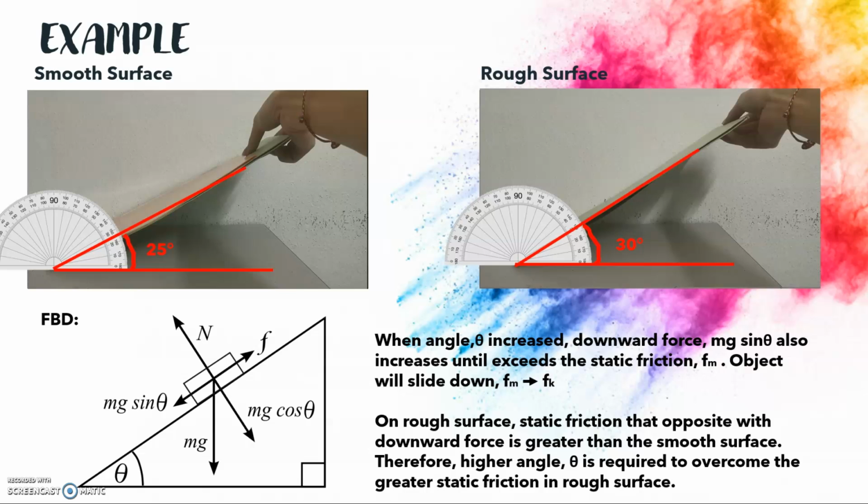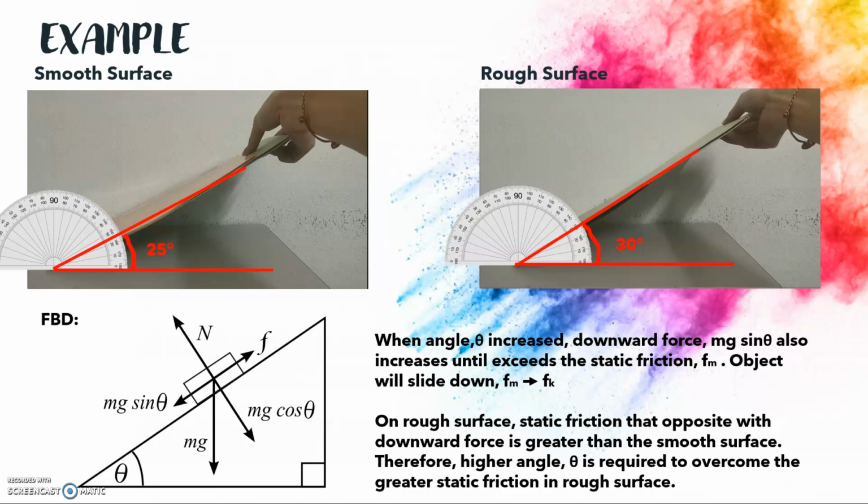So for the smooth surface, the angle is about 25 degrees and for the rough surface the angle is about 30 degrees. So we can say that when the angle increases, the downward force, which is mg sin θ, also increases until it exceeds the static friction. When it exceeds, the static friction will convert to kinetic friction, and then the object will slide down.